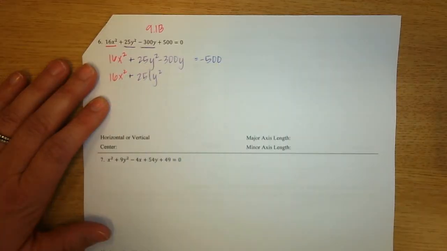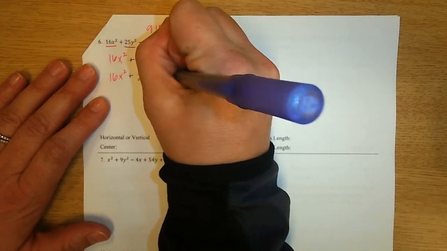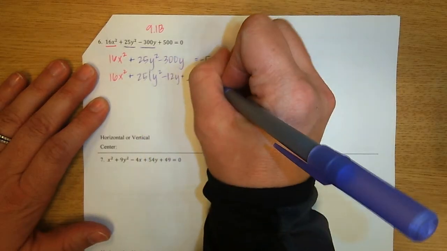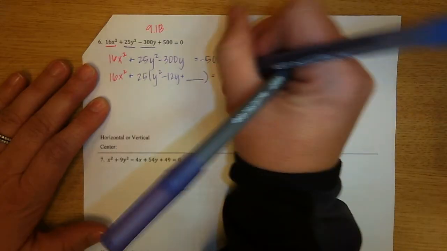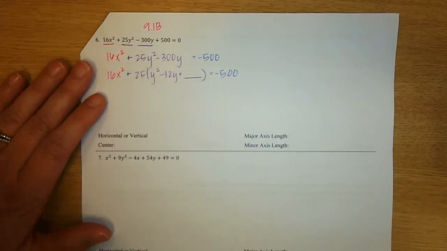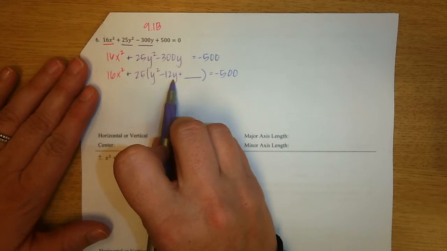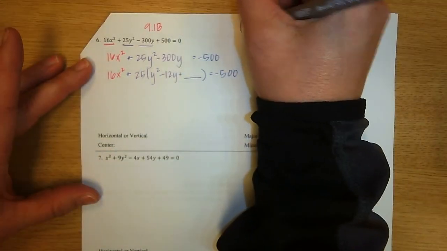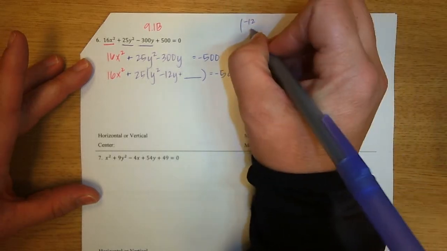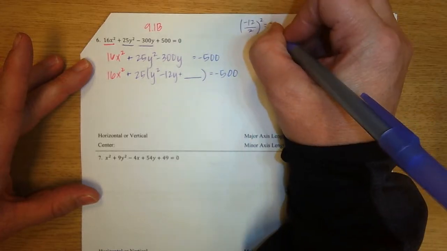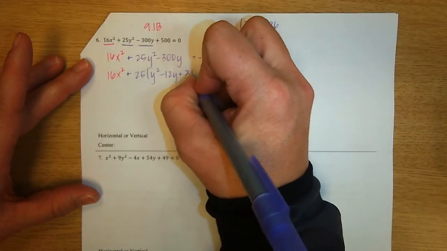So if you take 25 out of 300, it is 12. So minus 12y. And then I'm going to leave space for my c value. And this is equal to negative 500. All right, so what I need to do to get this term is divide by 2. That is negative 6. If you want to hop up here, take negative 12, divide by 2 and square it, you get negative 6 squared, or 36. So I'm going to put 36 here.